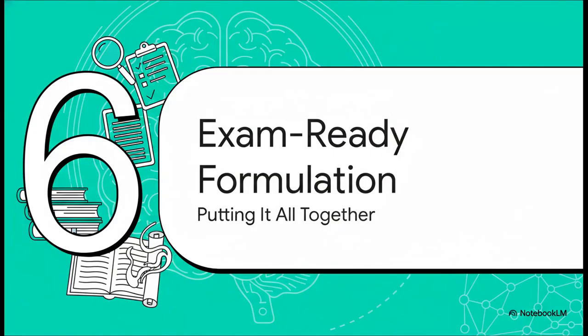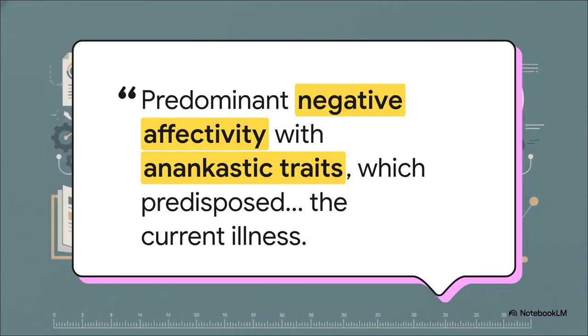Finally, let's pull all of this together into a single, really powerful sentence. This is perfect for your notes, for case presentations, and, of course, for your exams. Here is your template. For example, premorbidly, the patient showed predominant negative affectivity with anankastic traits, characterized by chronic worry, low stress tolerance, and rigidity, which likely predisposed to and perpetuated the current illness. A sentence like that is ICD-11 compliant, it's clinically rich, and it really shows you understand the whole person, not just their diagnosis.